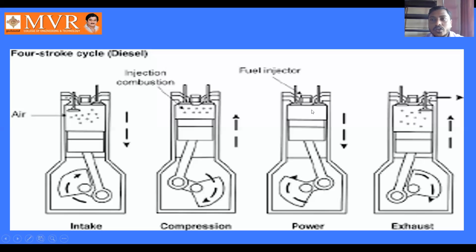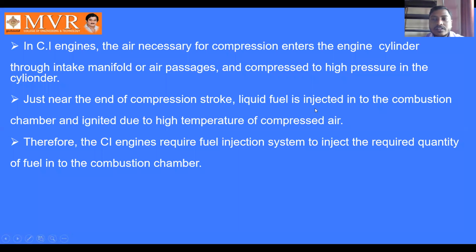See, when the power is being generated, both the valves are closed, and when the compression takes place, both the valves are also in the closed position. When the inlet is opened, air enters, and when the outlet is opened, the hot gases produced in the combustion chamber are exhausted into the atmosphere. This is the four-stroke cycle diesel engine, and now we can study the fuel supply system in the diesel power plant.